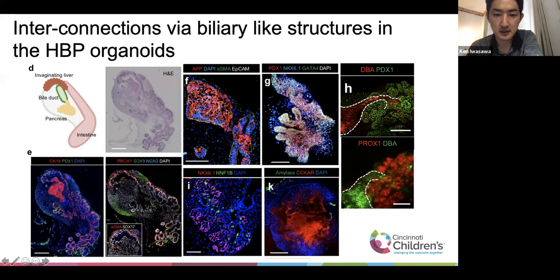AFP is also a liver progenitor marker. A little bit immature, but you see this liver portion that is connected to this bile duct-like structures marked by EpCAM. These are also pancreatic regions as well in this same organoid, and you see this pancreatic region connected with DBA, which is a bile duct marker, and also in here the PROX1 is also connected with DBA marked cells.